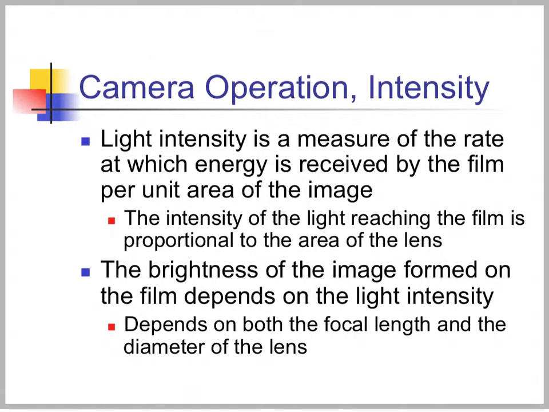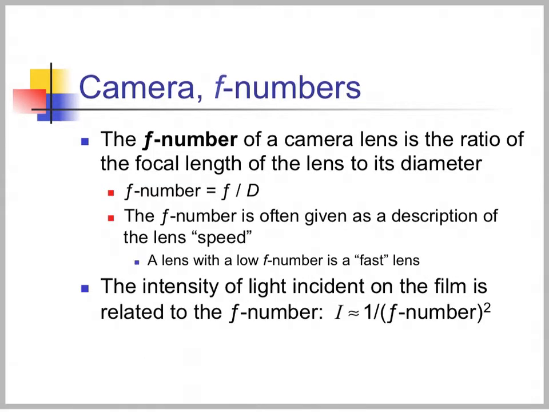Light intensity is a measure of the rate at which energy is received by the film per unit area of the image. The intensity of light reaching the film is going to be proportional to the area of the lens. And the brightness of the image formed on the film depends on the light intensity. So it depends on both the focal length and the diameter of the lens. The f number of a camera lens is the ratio of focal length of the lens to its diameter. So it's f over d.